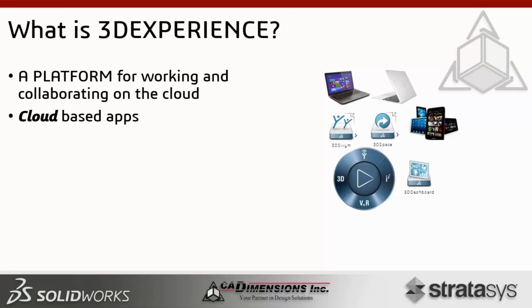So the platform itself is made up of two types of applications. I'm going to use the term apps. We're so used to this when we talk about phones and tablets today, but the platform has cloud-based apps. When I say cloud-based apps, it means there's no local installation. They're already available. When I log into the platform, I have things like 3D Space, which is where I store my data, 3D Swim, which is how I collaborate on my data, and 3D Dashboard, which is kind of like an internal intranet where it brings all the information and analytics to you. So those are all cloud-based apps.